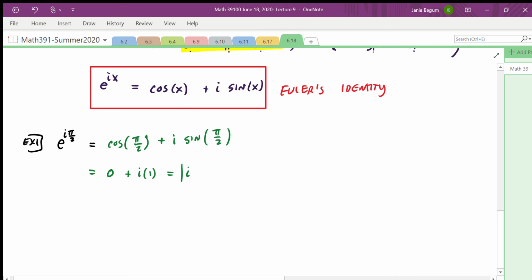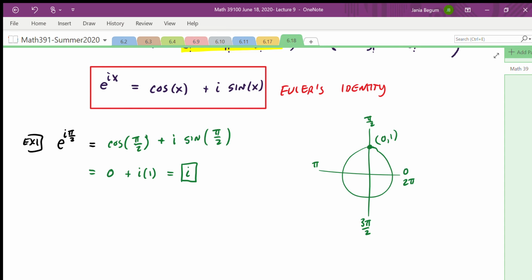So therefore, yeah, question? Sine of pi over 2, isn't that 0? No, that's 1. So if you recall the unit circle, right? Pi over 2 is right here. This is 0, this is pi over 2, this is pi, this is 3 pi over 2, and back to 2 pi. This coordinate is (0, 1), right? So sine represents the y coordinate, and the x coordinate is cosine, right? Yeah.